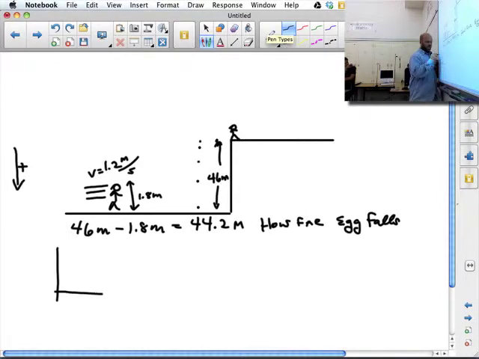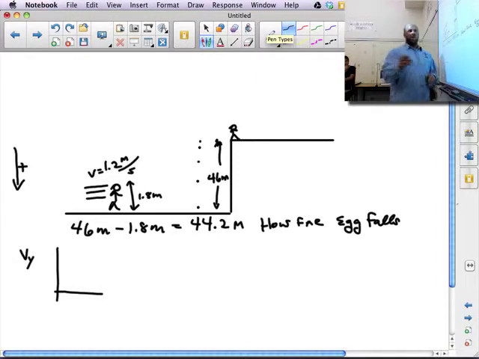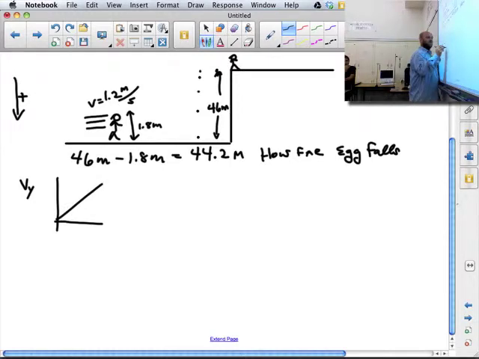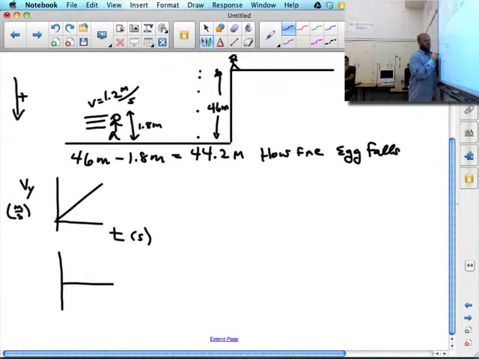So, velocity in the y direction for the egg. Does the egg start from rest? I love that. That makes things so much easier. So your velocity graph then looks like this, right? And please put units. All right. And your acceleration graph, therefore, looks like what? Notice we made down positive. So our acceleration graph, what? Straight horizontal line. All right.